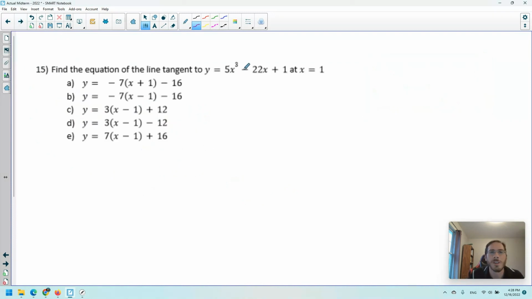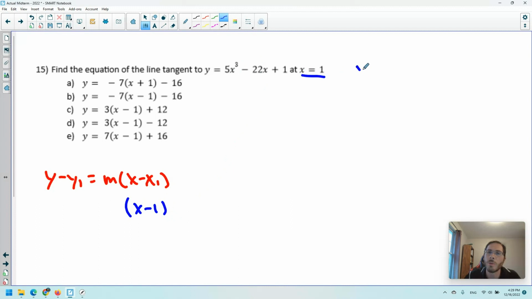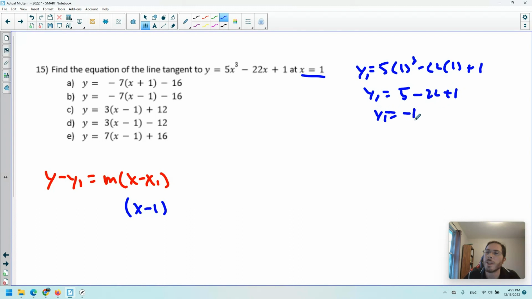For 15, find the equation of the line tangent to y equals 5x cubed minus 22x plus 1 at x equals 1. So since we need to find the line tangent, we're going to do y minus y1 equals m times x minus x1. And we're told that x is going to be 1. So we know that x is 1, but that's really x1. If I were to plug 1 into this equation, we're really finding y1. So 5 times 1 cubed minus 22 times 1 plus 1. So 5 minus 22 plus 1 is going to be -16.